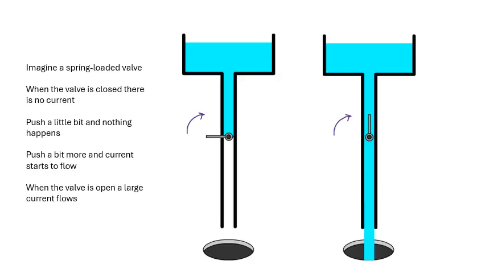So, what is a transistor? A transistor is a bit like a valve which controls a current. Imagine a valve, and when the valve is closed, then there's no current. If you push a little bit, nothing happens. But if you push a little bit more, then you open the valve and lots of current flows. So a transistor is like a valve.